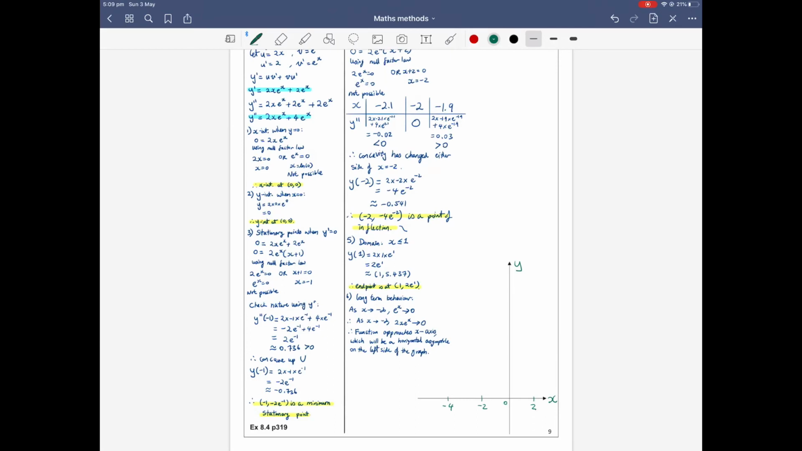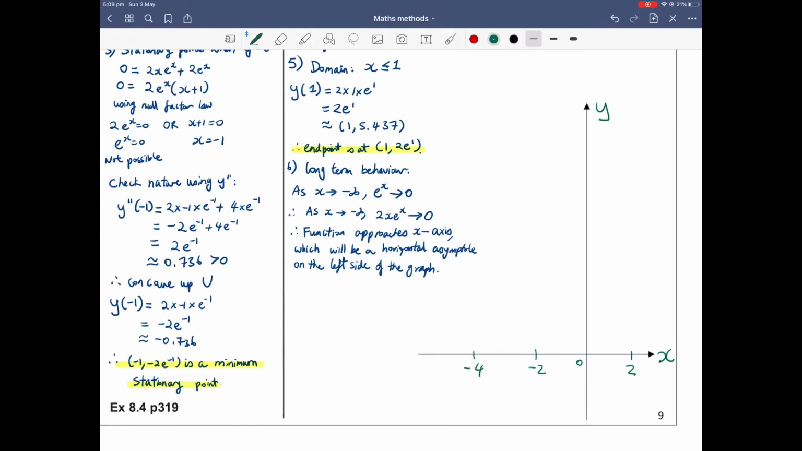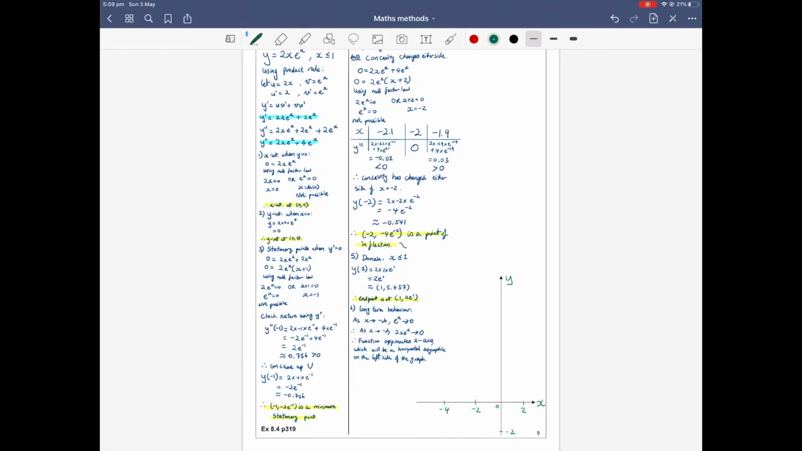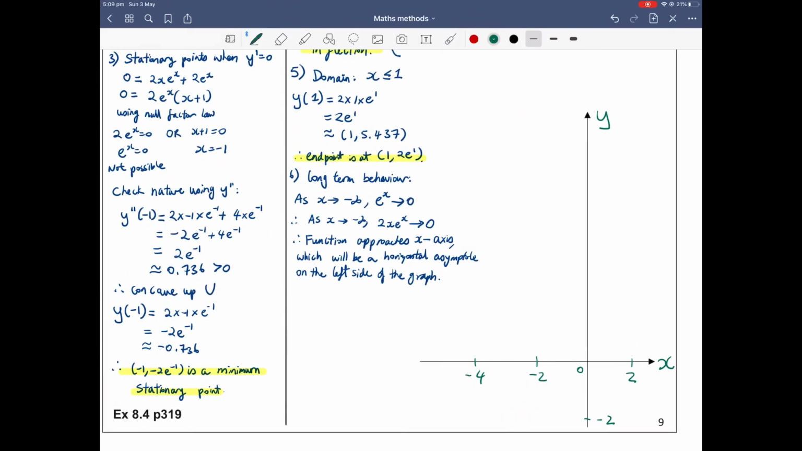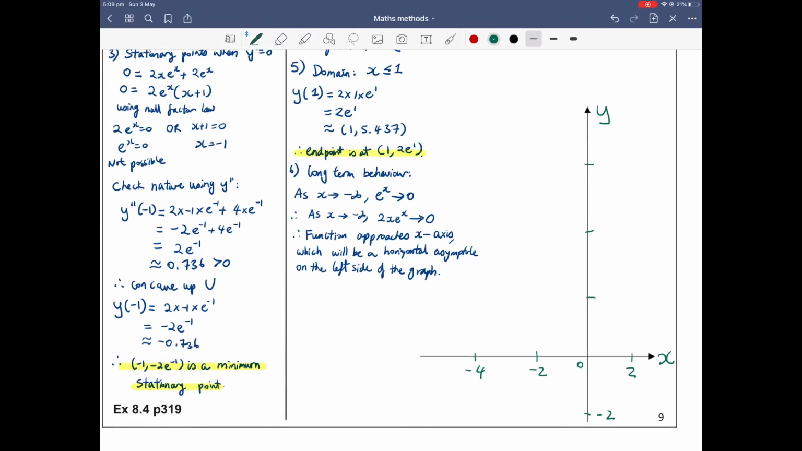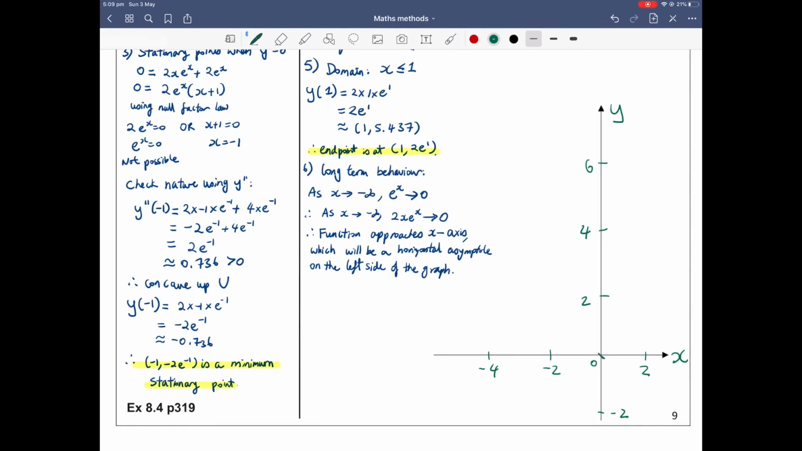Our y value goes from, well, I need to meet -0.7 or -0.54. Okay, so let's make that -2. And then on the top, I need to go to 5.4. So if I go 2, 4, 6. Okay, so I've got 0, 0, which is my x intercept and y intercept.